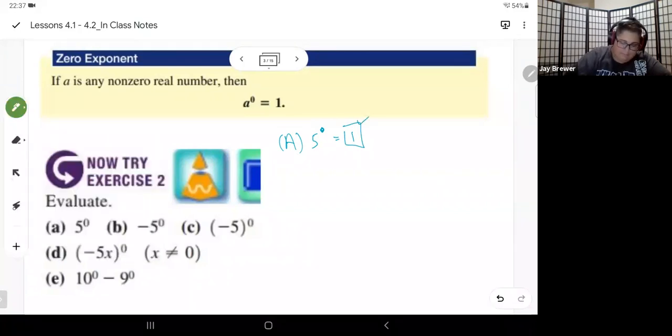But B doesn't have parentheses. It just says negative 5 to the 0. Well, we just found out that 5 to the 0 is 1. So that's actually going to be negative 1. C, we have the parentheses set now. So again, we're back to just 1.